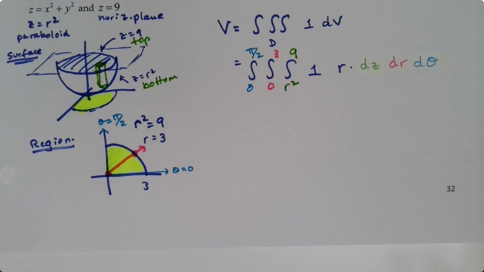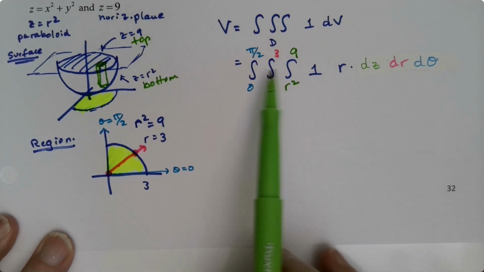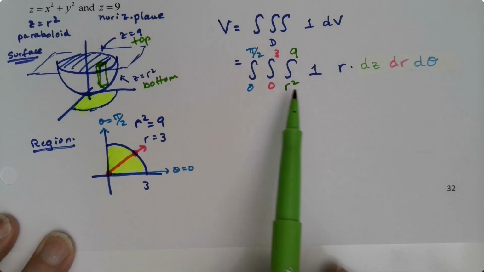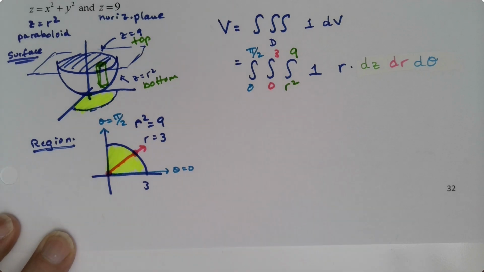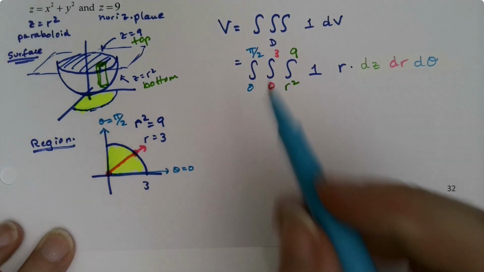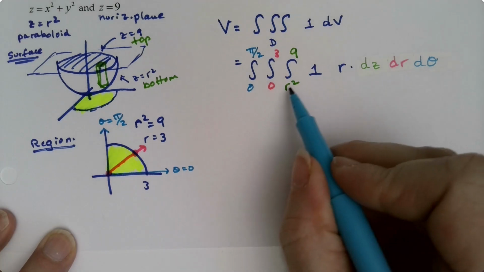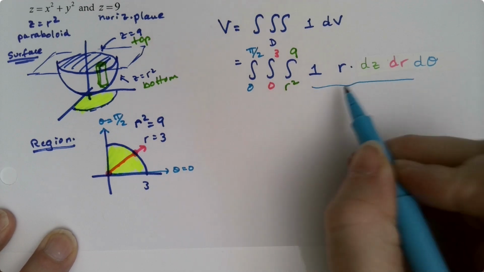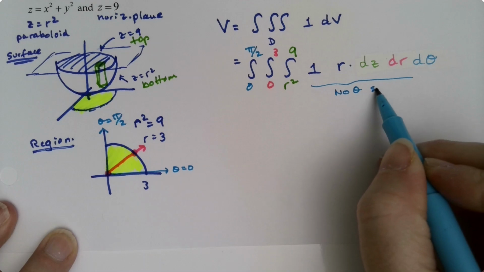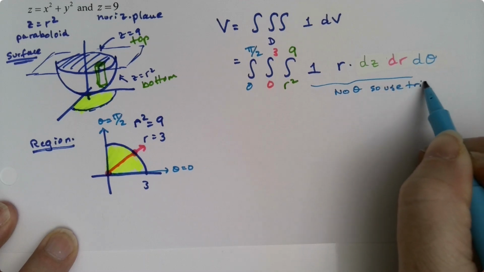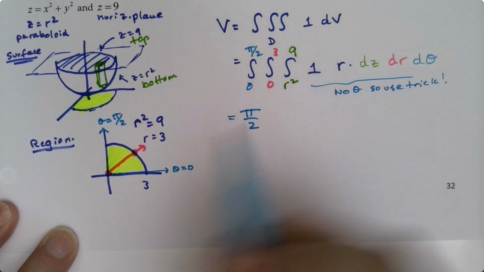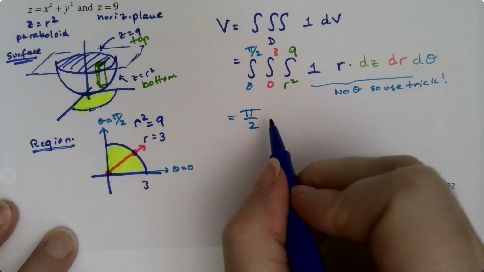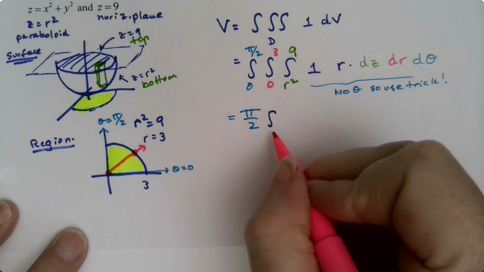All right, well, we can use our trick. So we can get rid of the theta. Now you can't do it with the r's, because that's not going to work, but we can do it with the thetas. Look, there's no theta anywhere in here. No theta here, no theta anywhere in this. There's no theta, so we can use the trick and just make it become pi over 2 in front. Then we have an integral from 0 to 3, which we haven't done.